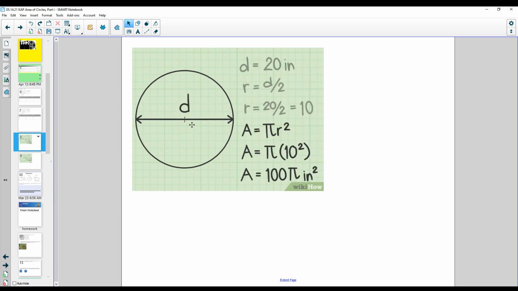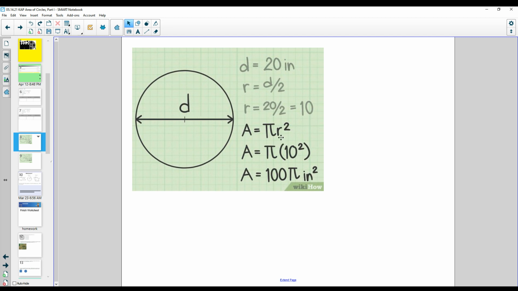What if you have a circle with a diameter? To find the area, pi r squared, you've got to know the radius of it. A radius goes from the center to the edge. So if this whole diameter is 20, the radius would be 10.